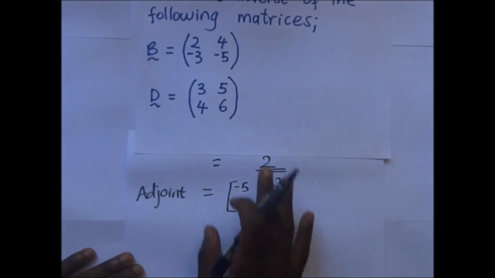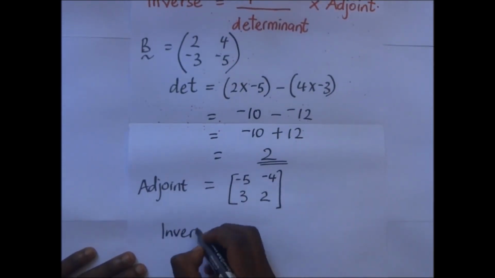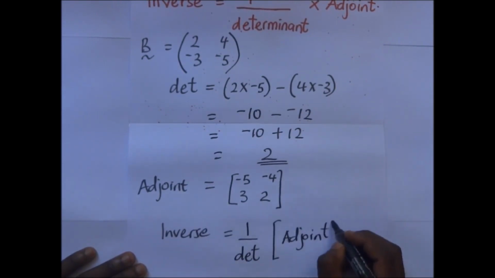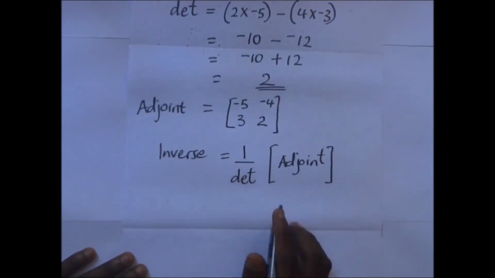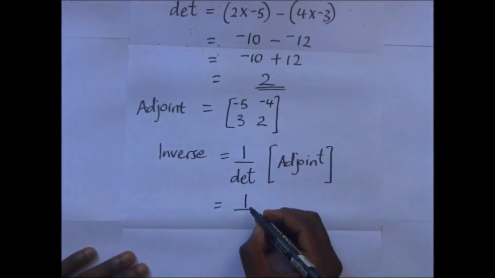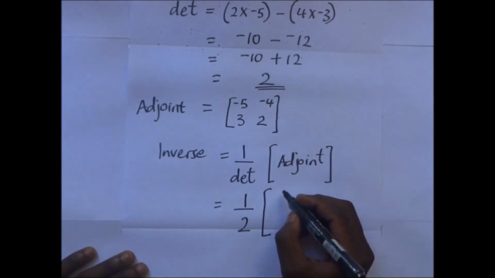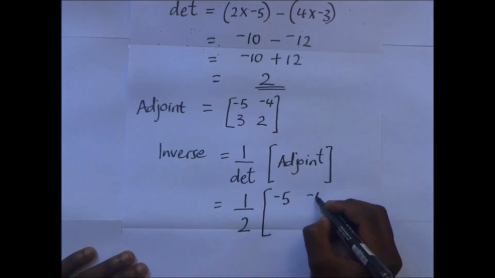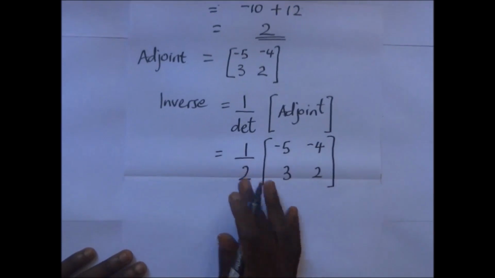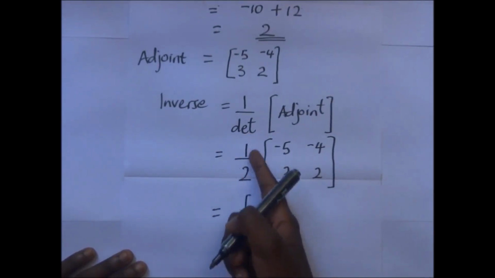So to get the inverse of this matrix is simple. It's going to become 1 over determinant. Our determinant is 2. So it's 1 over 2 times our adjoint. Our adjoint is that figure we got there, which is -5, -4, 3, 2. And our answer will simply be, this is a scalar. It's a fraction, but it's a scalar.